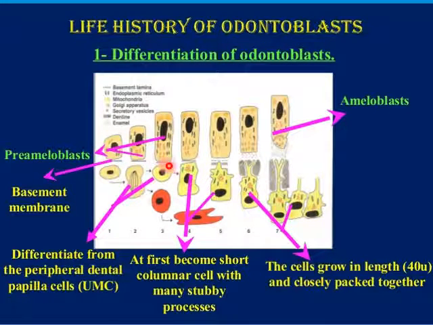There is also a basement membrane between these cells and the pre-ameloblast, which came from the inner enamel epithelium. Then these cells become odontoblasts and begin secreting a newly formed layer of predentin. Also, the nucleus of these cells becomes basally located toward the pulp, and the organelles become well differentiated here, and a cytoplasmic process begins toward the newly formed predentin.